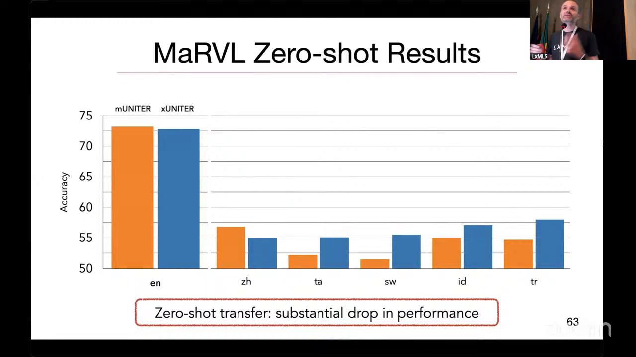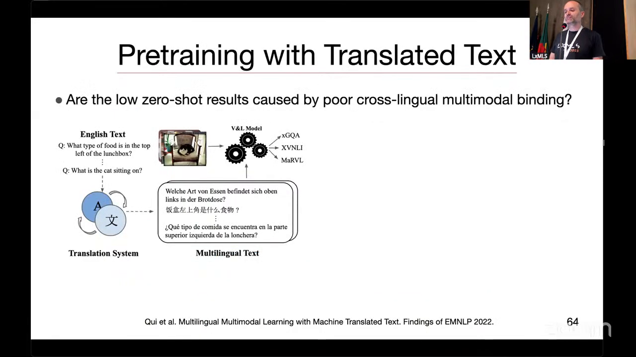And so coming back to what I mentioned earlier in the talk about multimodal binding, we had this intuition that maybe our low zero shot results were caused by poor binding in different languages because we'd only pre-trained it on English image and text data, not on multilingual image and text data.